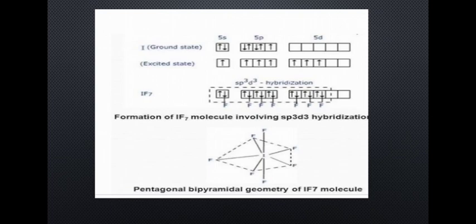But in IF7, it is shown that 7 bonds should be made with fluorine. For making the 7 bonds, we need to promote the electrons from s and p orbitals to d orbitals. Therefore, in the excited state, 1 electron from s and 2 electrons from p are promoted to 5d orbitals. Now you have 7 unpaired electrons, 1 in s, 3 in p and 3 in d.